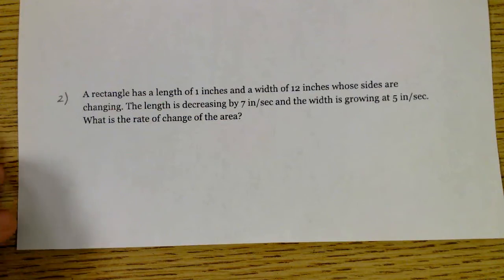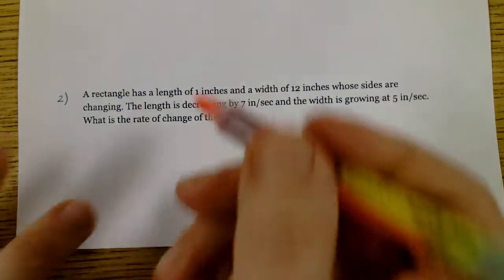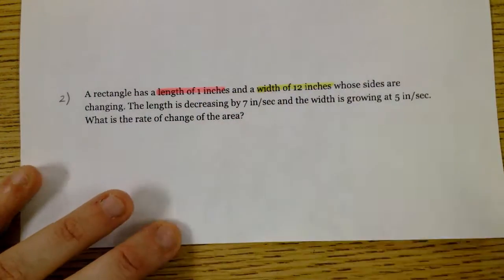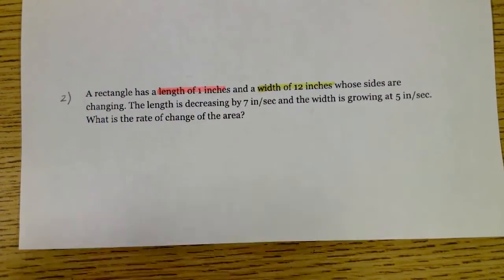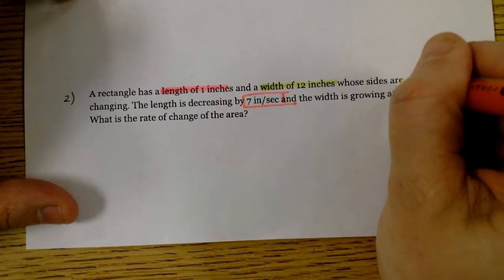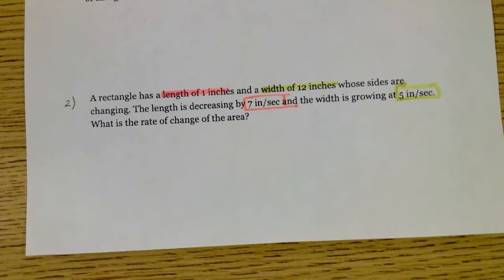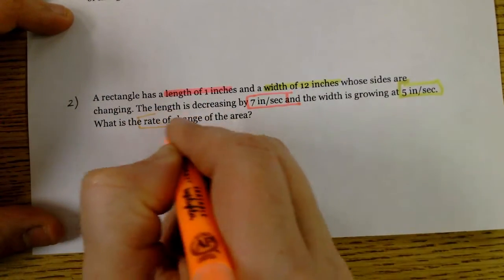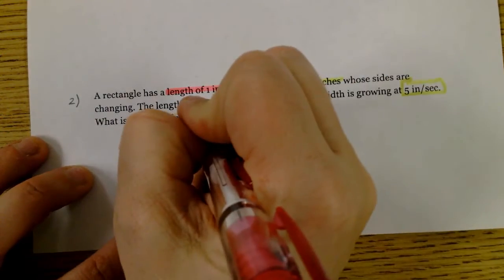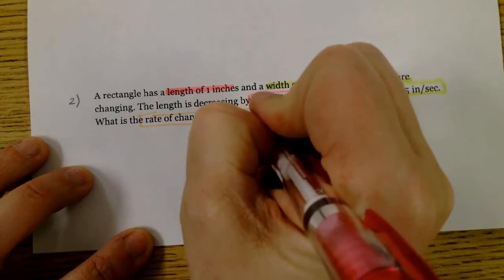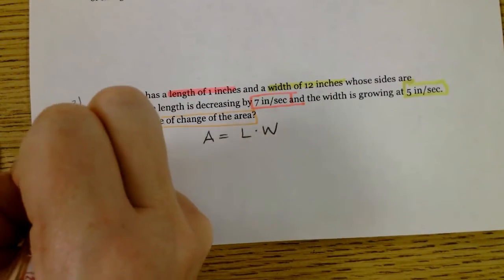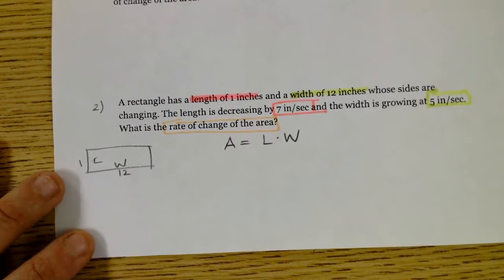Let's go down to number 2 all the way down here. I have a rectangle that has a length of 1 and a width of 12. The length is decreasing by 7. The width is growing, so now I have a growing situation here, by 5. But now we want to figure out what is the rate of change of the area. So area of a rectangle is equal to length times width. Here's my little triangle. I can come over here and say that my length is 1. My width is 12.